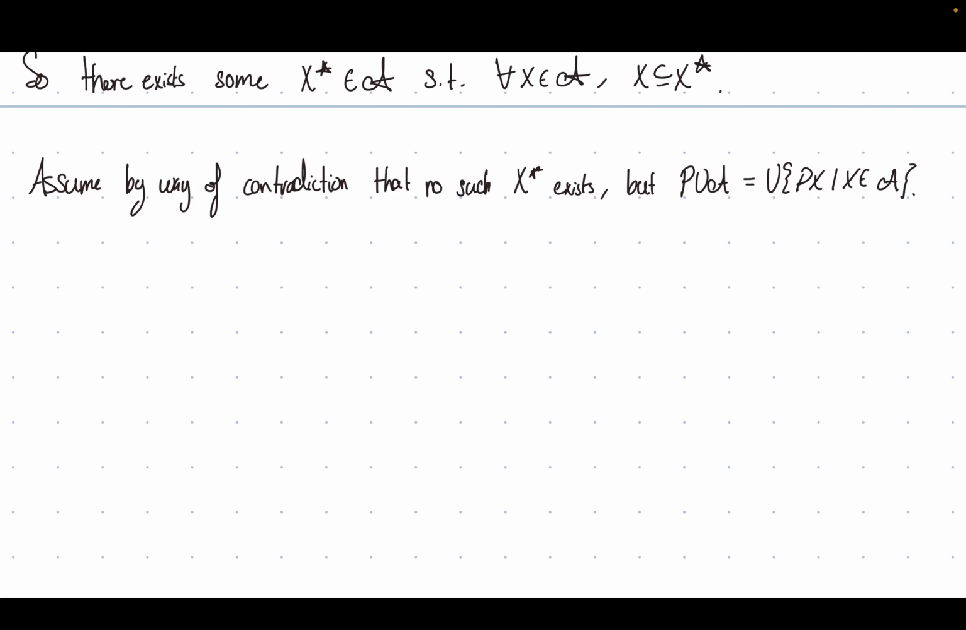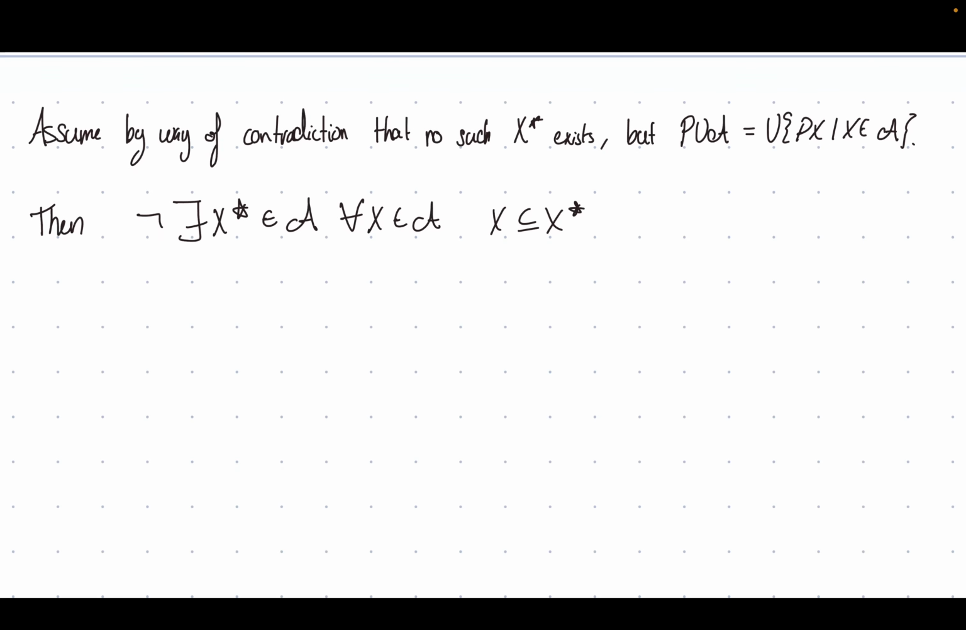Okay, so let's assume by way of contradiction that no such x star exists, but the power set of the union of A is equal to the union of the power set of x such that x is in script A. Then it is not the case that there exists some x star in script A such that for all x in script A, x is a subset of x star. Right? This is our initial assumption.